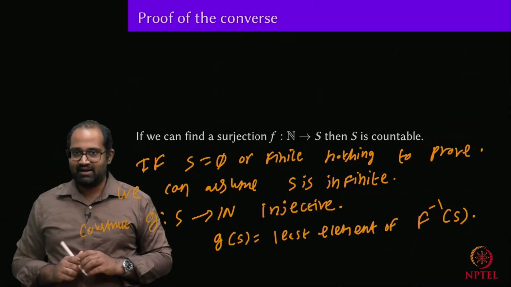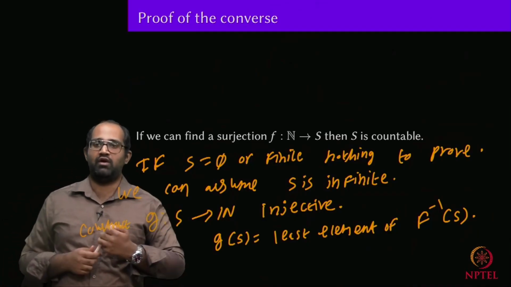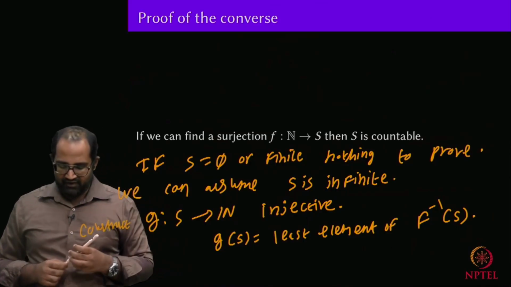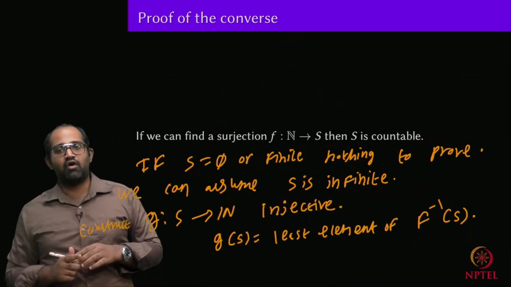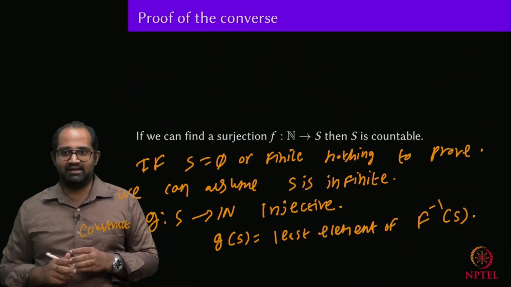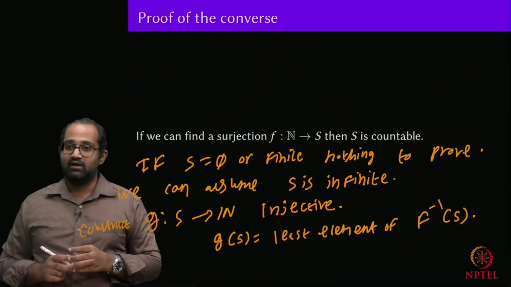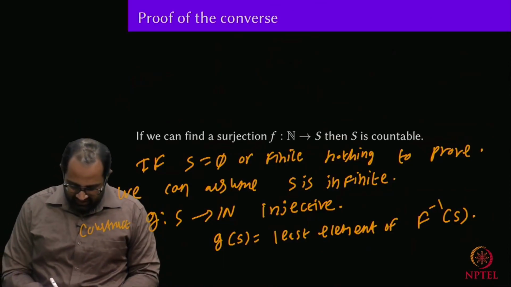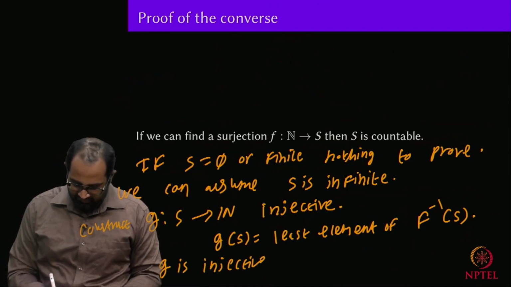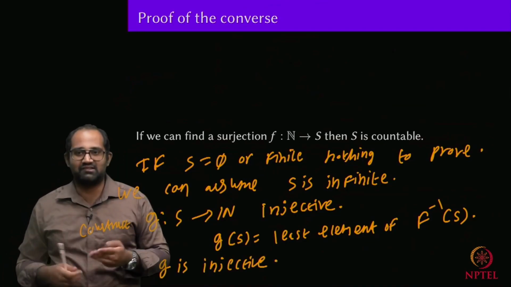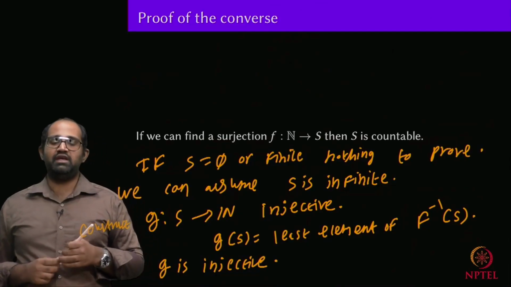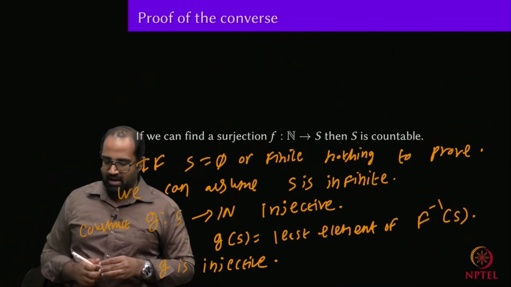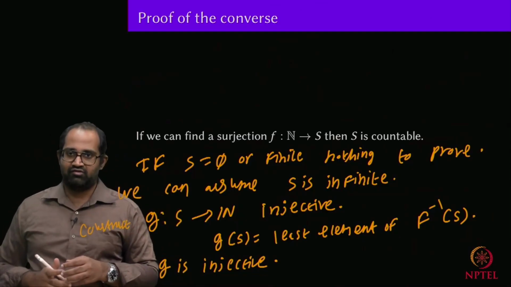Why does the least element exist? Well, because of the well ordering principle. Each F inverse of S is non-empty because F is surjective, and every non-empty subset of the natural numbers has a least element. Okay? So, check that G is injective. Well, that's obvious because F is a function, that's the reason why G is injective. So we have found an injective map G from S to N.